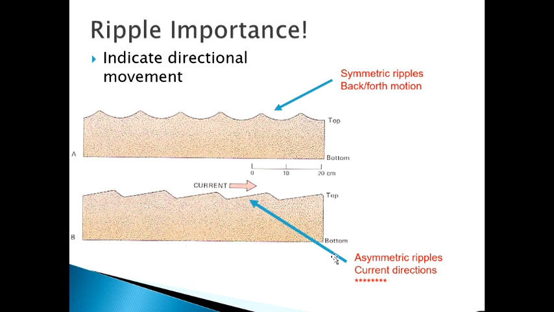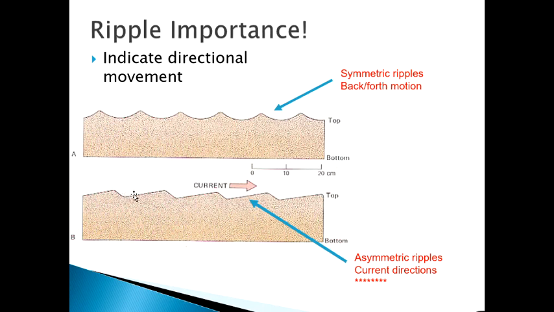But a more important type of ripple is the lower one, the asymmetric ripple. Notice here, if you drew a little line at the top of each of these crests, the right side is very steep and the left side is very low sloped. They're not the same shape. It's asymmetric. And the way sand works when you make ripples is that the water is moving. Notice here they have the little current arrow. So water is moving from left to right in this picture.